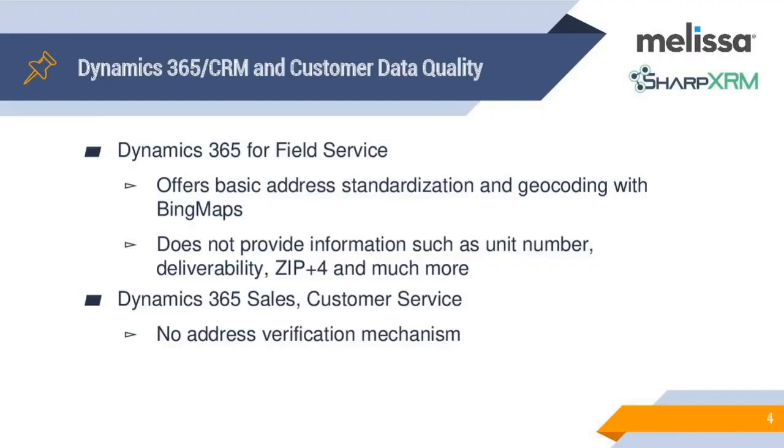It doesn't give you a unit number. It doesn't tell you if you can actually deliver a package there. There's information around zip+4, and there's also much more information around the addresses that is not returned by a service like Bing Maps, right? And this comes out of the box with field service in Dynamics 365. That's all you get. If you go with Dynamics 365 for sales or for customer service, there is actually nothing in the system natively to allow you to verify your address information, right? So this is really something that is not there. So if you want to have that in place, you have to do something.